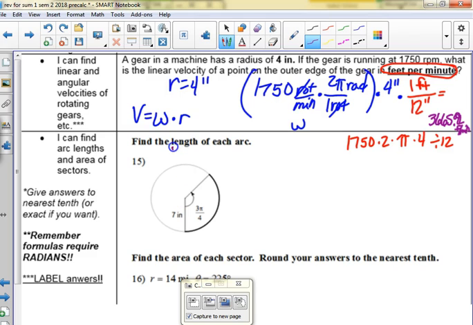How do you find length of an arc? That's area. Find length of an arc on your pink sheet, guys, so you know where to look tomorrow. S equals R theta, and theta has to be in radians. Now, maybe I was nice and gave it to you in radians. If I'm not, you have to convert, right? Multiply by pi over 180. Okay, this one is in radians.